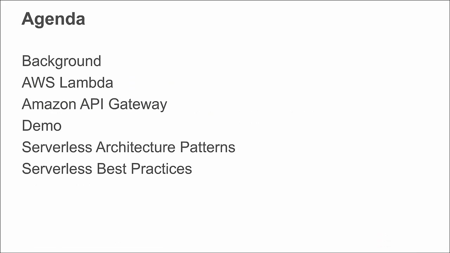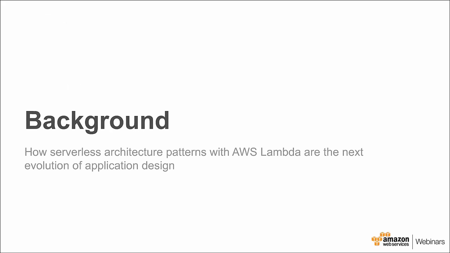So to begin, we're first going to set some context to describe where we're coming from to show why serverless architectures on AWS are the next evolution of application design. Then we'll cover the services that enable that transformation. Then I'm going to give a live demonstration of creating a serverless application and discuss some of the other examples of serverless application patterns. And finally, we'll discuss some best practices for you to keep in mind as you move forward with designing your own serverless applications.